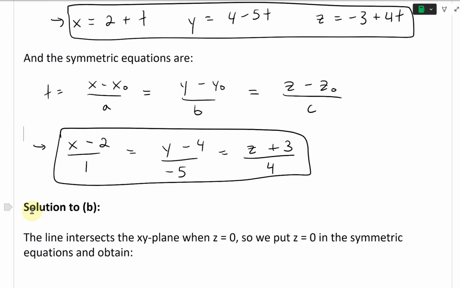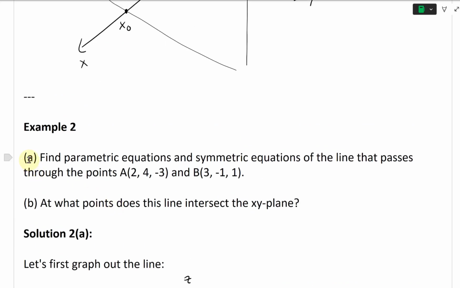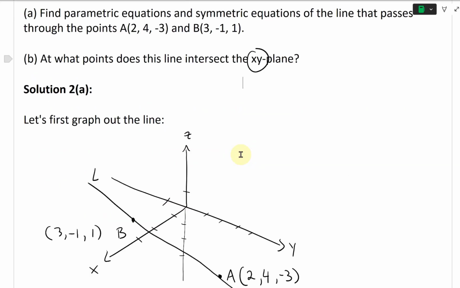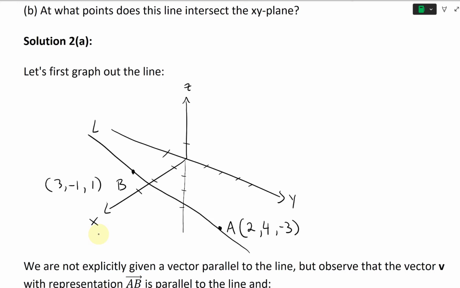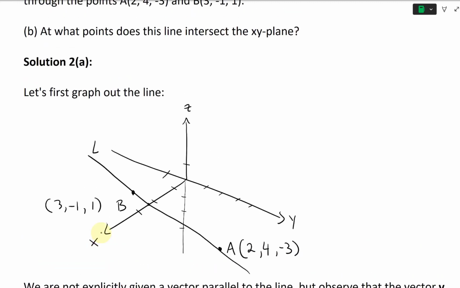Alright, so now let's take a look at the solution to part B. We solved the parametric equations and symmetric equations in part A. Now part B says, at what points does this line intersect the xy plane? That's a key factor. The xy plane is the whole flat section, so to pass through it, z is equal to 0. So that's actually the point where it goes through z equals 0.